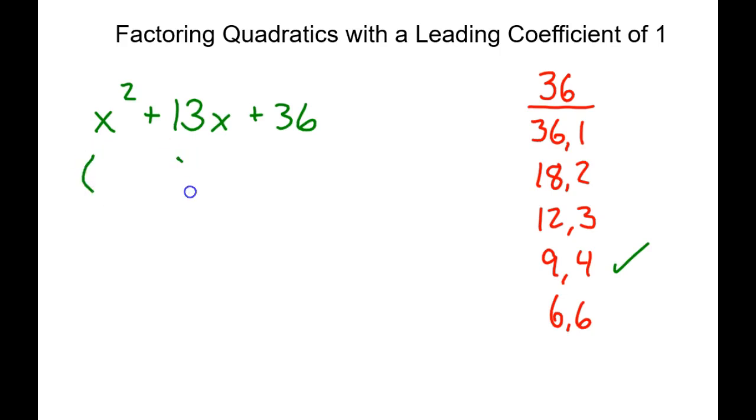So now we're going to break this down. And since this is an x squared, I'm going to have an x and an x in front of both sets of my parentheses. Then I'm going to take my two factors, 9 and 4, and they're both positive. So I have x plus 9 and x plus 4. So we find all of our factors of our constant c, list those factors. We're finding the combination that when we add those two factors together, we get the b value. Then we combine those two factors into our binomials. So we have x plus 9 times x plus 4.